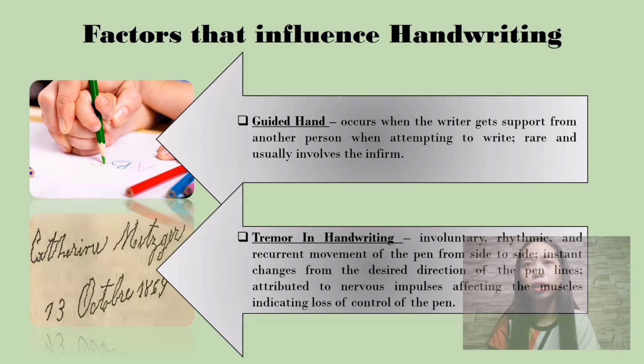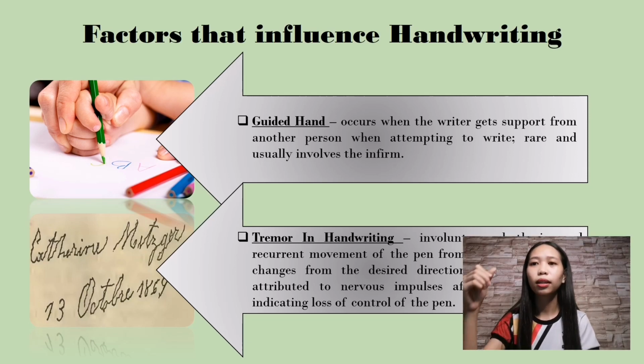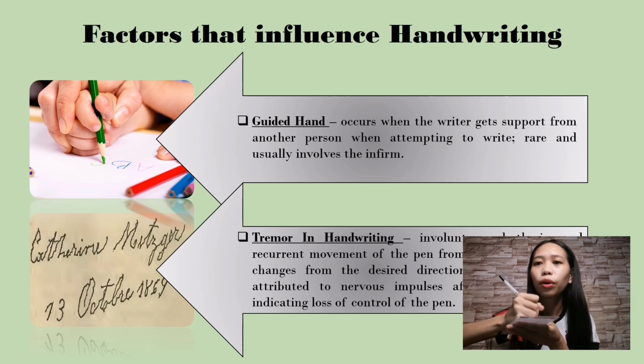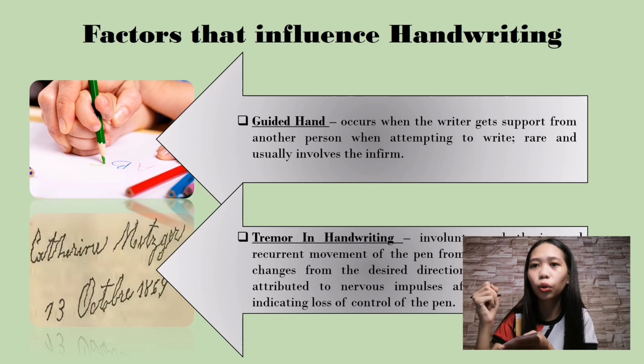Tremor in handwriting. Involuntary, rhythmic, and recurrent movement of the pen from side to side. Instant changes from the desired direction of the pen lines attributed to nervous impulses affecting the muscles, indicating loss of control of the pen, like what I did earlier. Like you're holding a pen and you're having tremor in your hands. Like for example, on the paper, it goes like this. So it will definitely affect someone's handwriting.